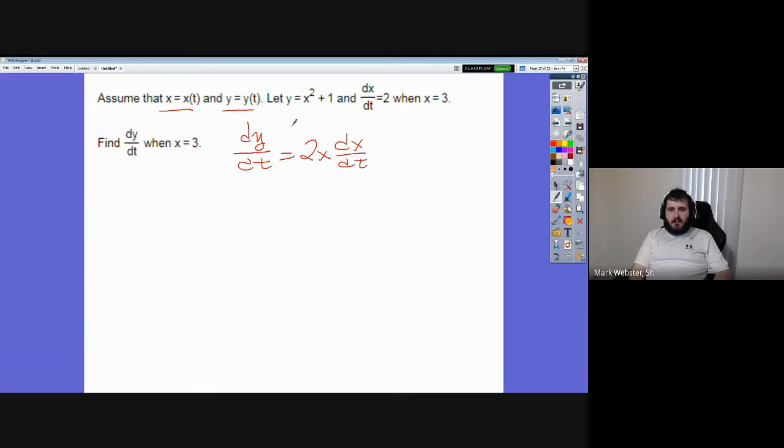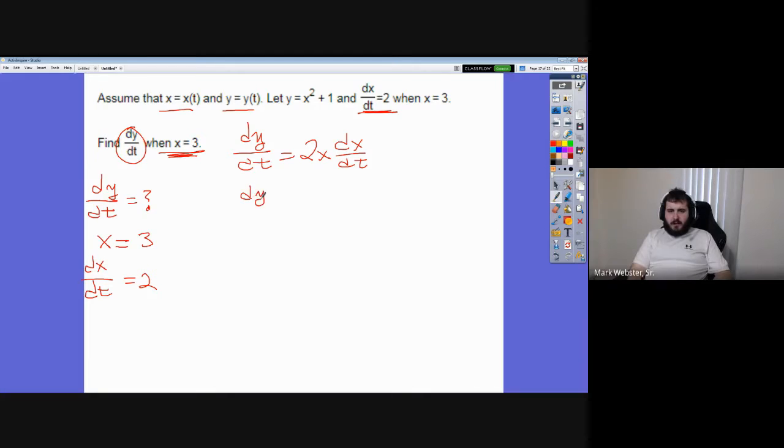So now look at what they're telling us. They're telling us that we want to find dy/dt when x equals 3. And if we look up here, they tell us that dx/dt equals 2. So let's look at all our variables that we have here. dy/dt, that's what we're looking for, right? x and dx/dt. Well, what's x? x is just 3, right? What's dx/dt? Isn't that just 2?